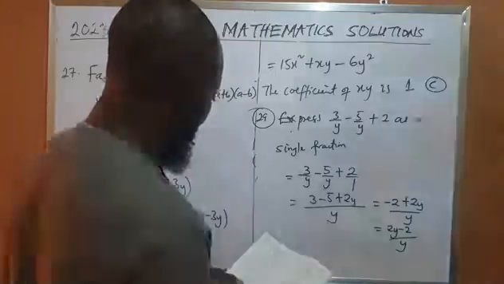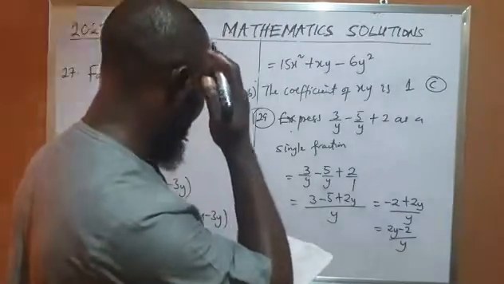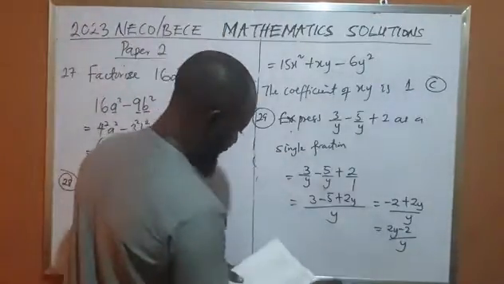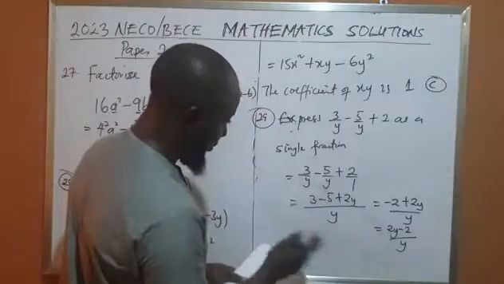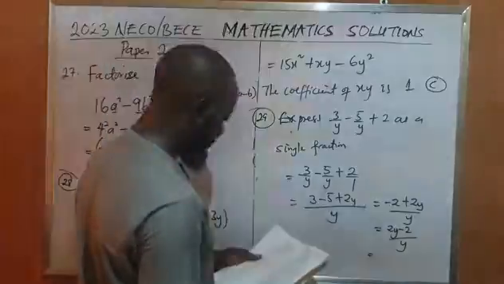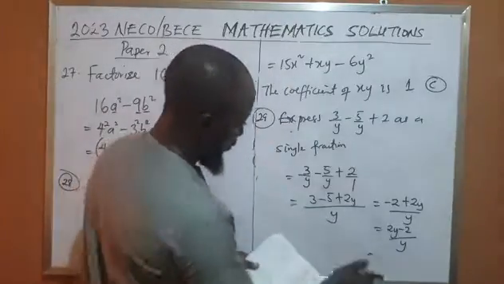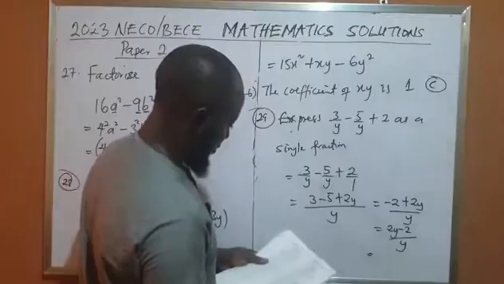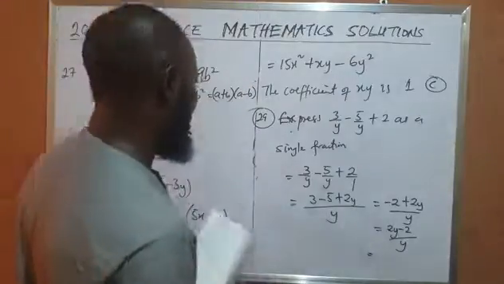So if we check the options, let's see what we have in the options. 29. Okay, all right. So this is what we have. We have fractions. Bring out the common fraction here. So what we're going to have here is this.